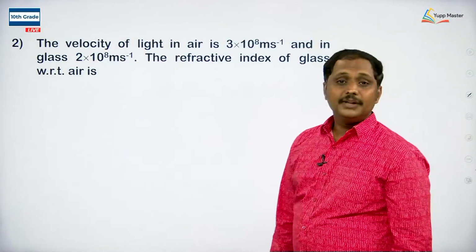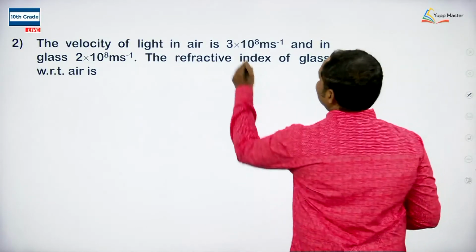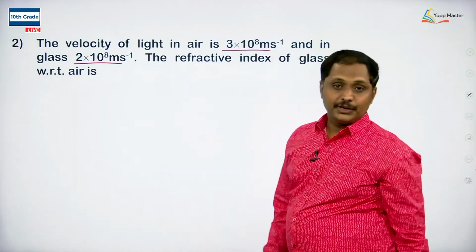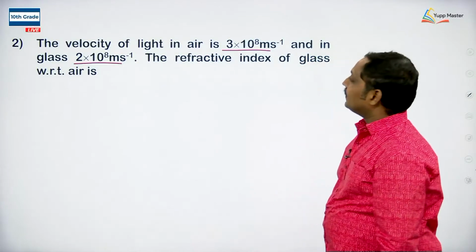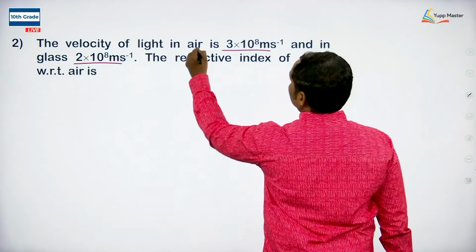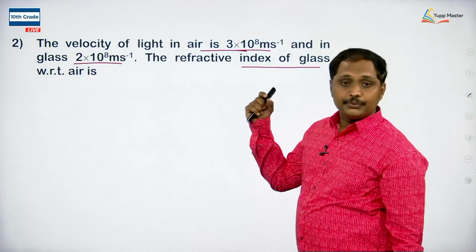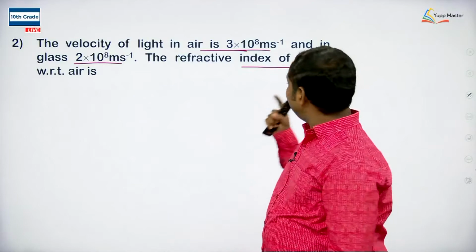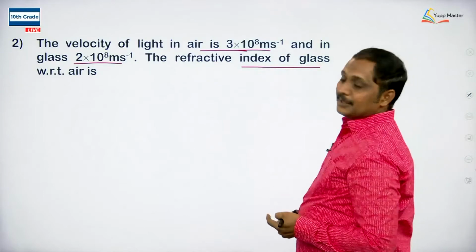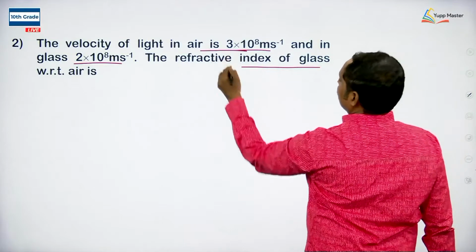Yeah, here they have given the velocity. The velocity of light in air and the glass is 2 into 10 power 8. The refractive index of glass with respect to the air. In this case, you need to find out the refractive index of the glass material with respect to the air. So light enters from air medium to the glass medium in this case.